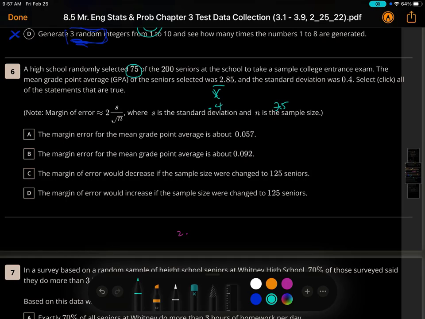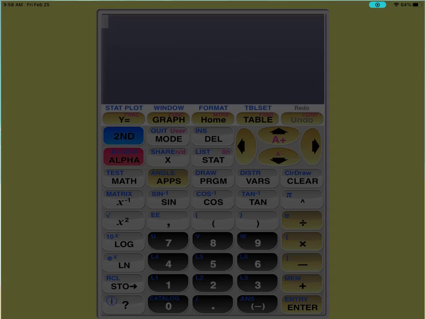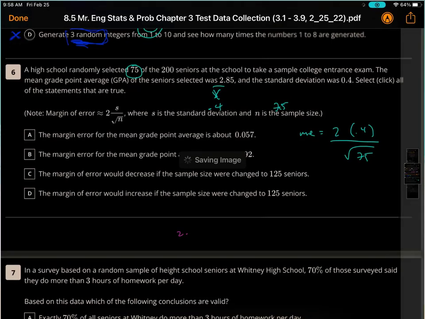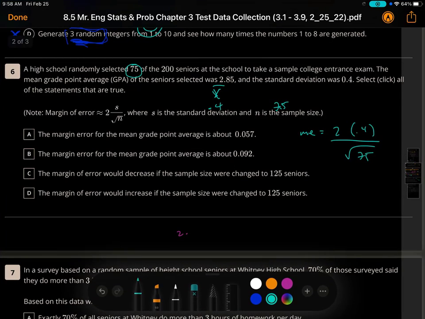Select all that apply. So margin of error, it tells us the formula kind of nicely, is 2 times 0.4 over the square root of 75. So let's put that in our calculators. 0.2 times 4, because that was in the numerator, divided by the square root of 75. You have to press the right arrow to get out. And I get 0.092. So B would be my answer.